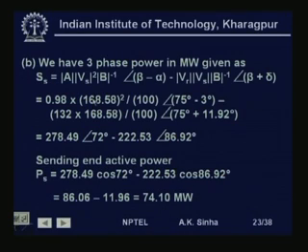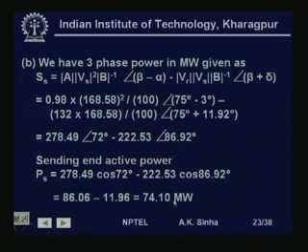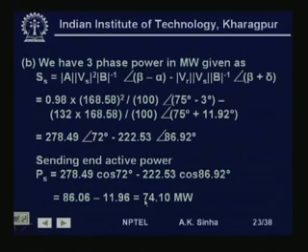Now, since we have used kilovolt values here, the power will be in megawatt, because the multiplication of 10 to the power 3 and 10 to the power 3 gives 10 to the power 6. So, the power here is directly in megawatt when we are using the voltages as kilovolts, and since we are using line to line voltages, the power is a 3 phase power. Sending end power is equal to 74.10 megawatt.